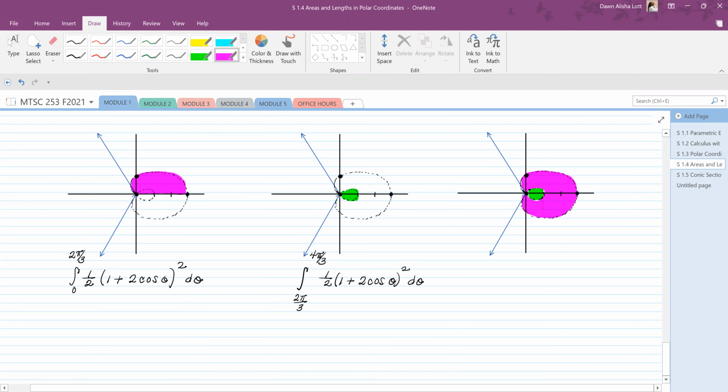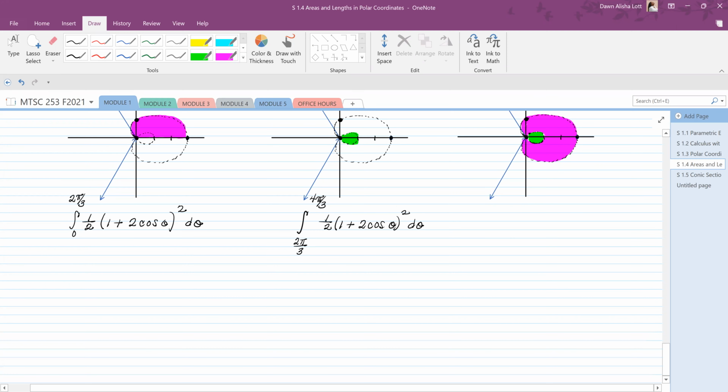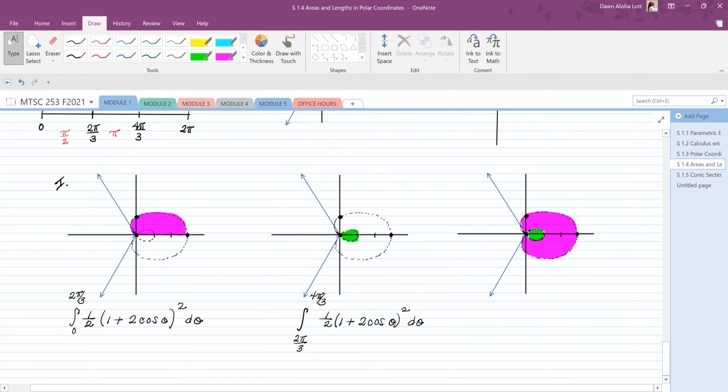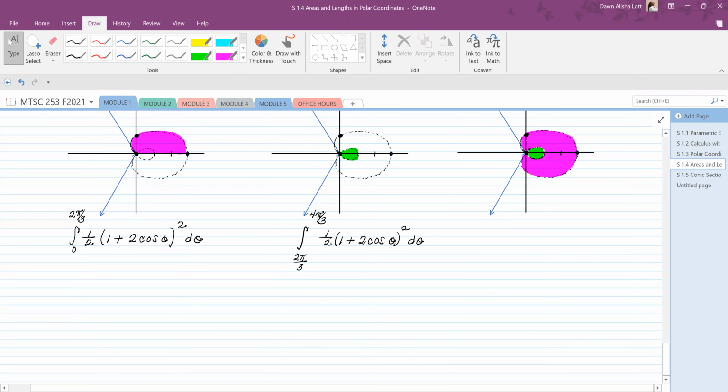So what I'm going to do is I'm going to do the first one and then multiply it by 2. And then I'm going to do 1/2 of this one. Oh, and then that'll give me the whole middle piece. So, okay, let's do the first piece.